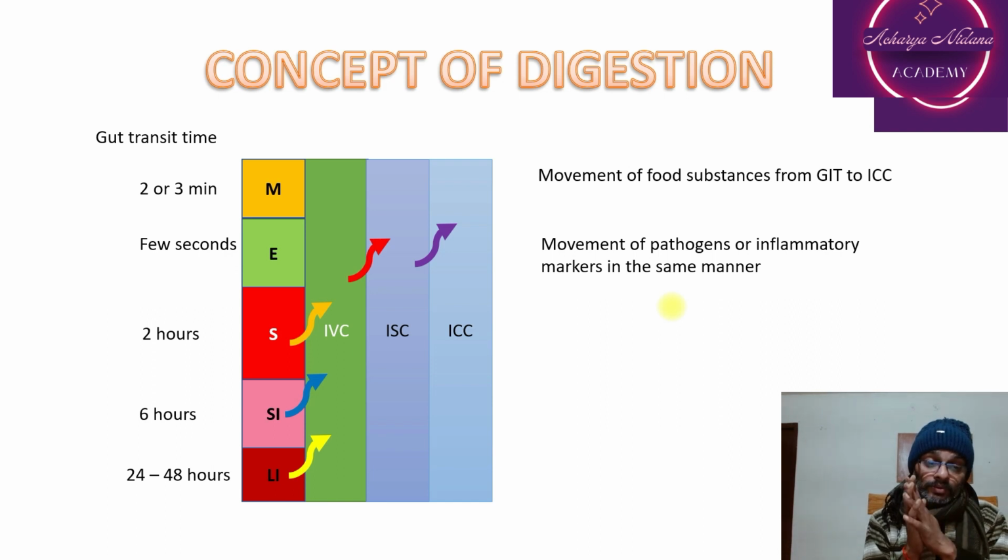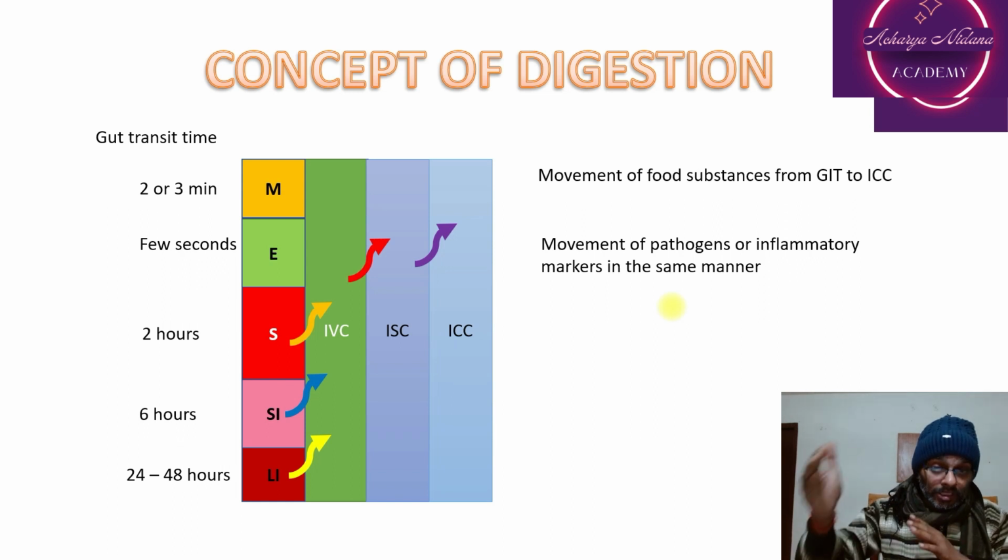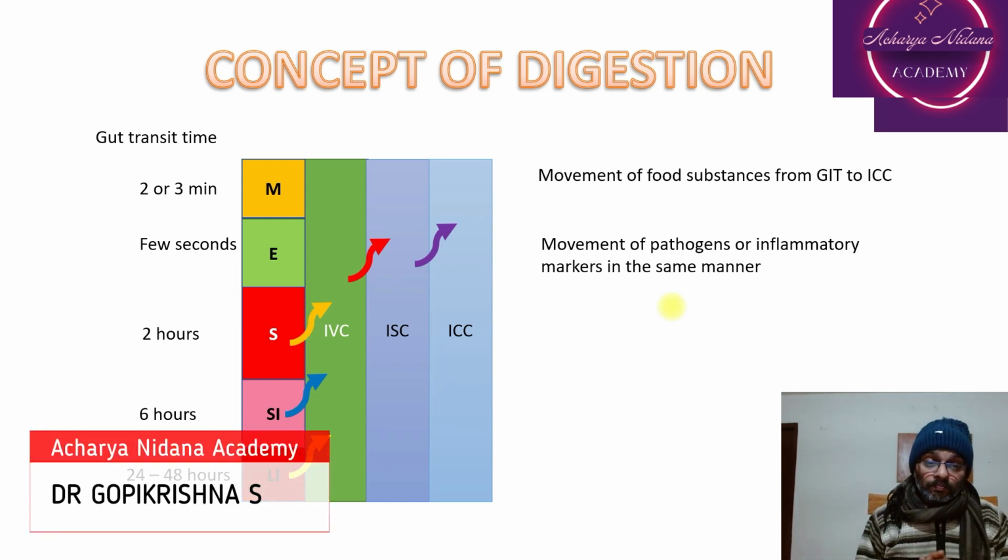This is how the movement happens from the alimentary canal into the intravascular compartment. When the food enters from the blood vessels, from the arteries, it enters the capillaries. From there it enters the interstitial space, and from the interstitial space these nutrients move into the cells. That is what is considered the intracellular compartment. This is the movement of food substances from the gastrointestinal tract to the intracellular compartment.